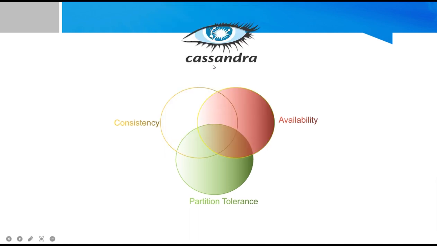Similarly, another database is Cassandra. Cassandra focuses on the availability of the system along with partition tolerance, and it says that your system might not be in a consistent state, but your information will be available every time.